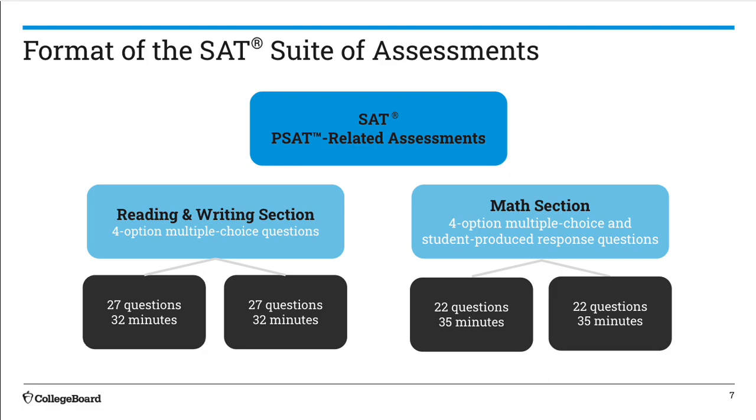The reading and writing section is comprised of modules, and each module has 27 questions and lasts for 32 minutes. And then the math section is broken up into 2 modules, 22 questions each, and both modules will take 35 minutes. So remember that module 1 will contain easy, medium, and hard questions, while module 2 will adapt to the student's level and either be easier or harder depending on how they did in module 1.